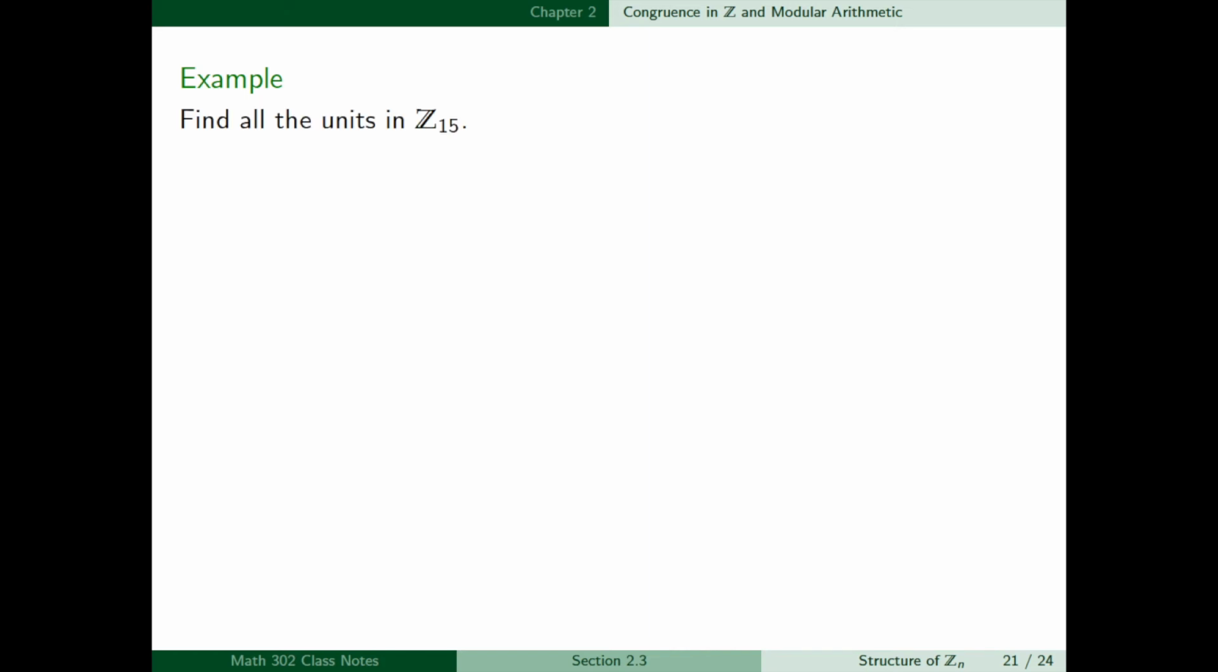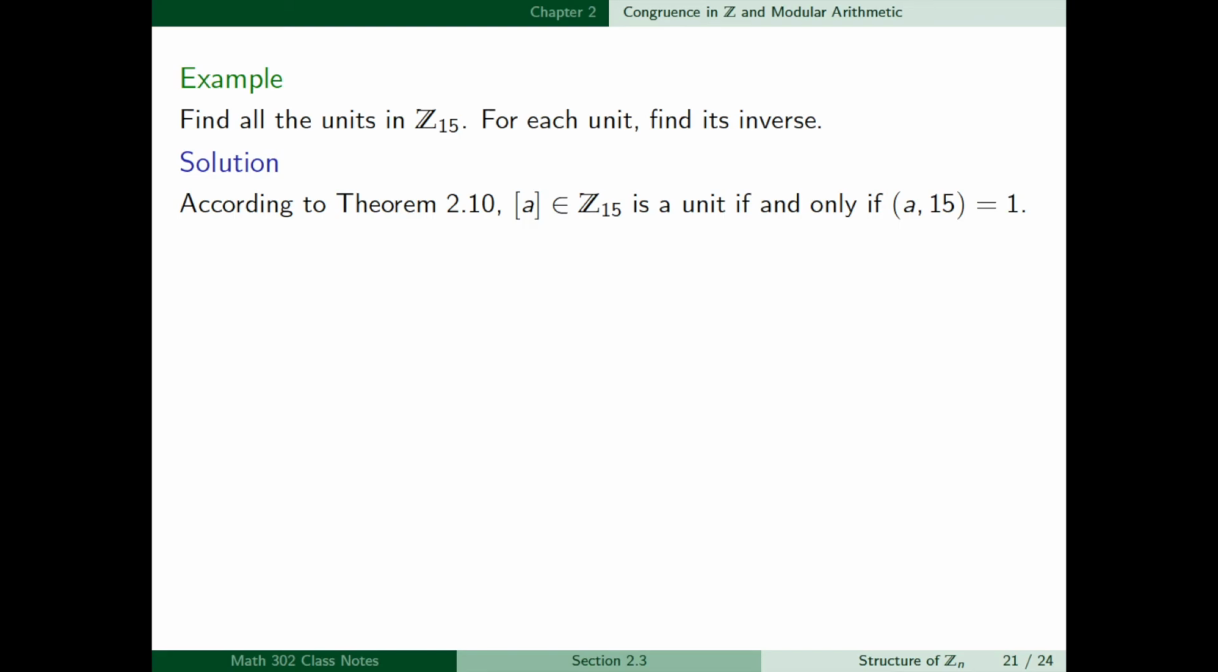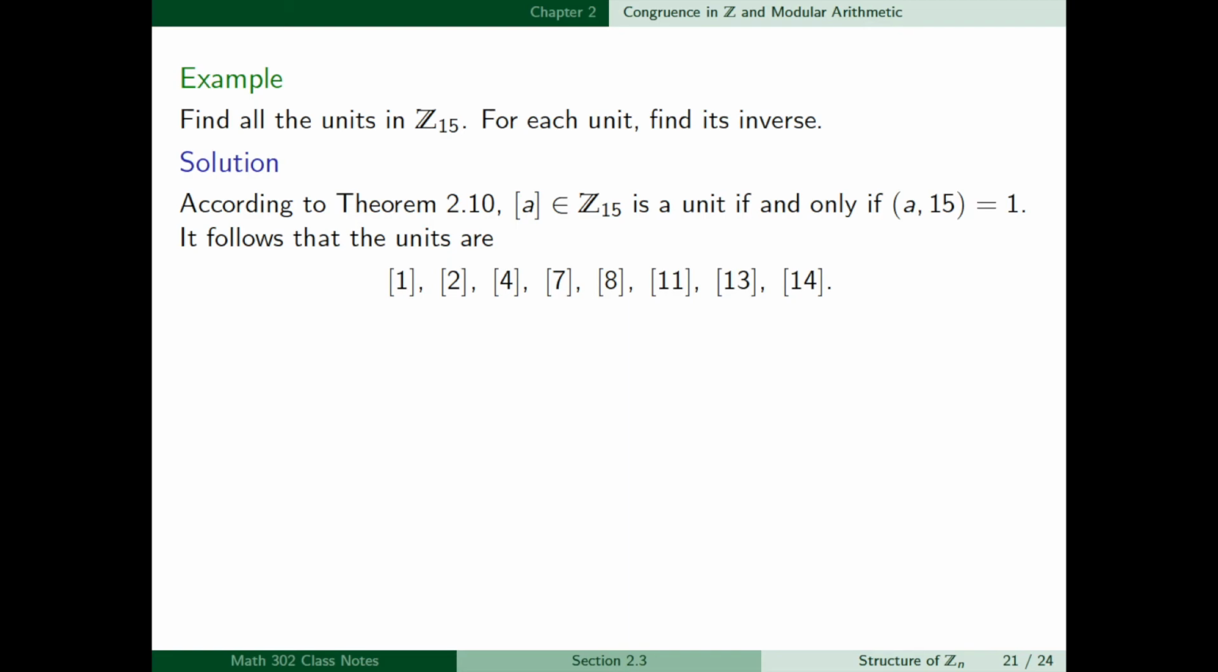For an example, we can find all the units in Z15. For each unit, we want to find its inverse. Now, according to theorem 2.10, the class of a in Z sub 15 is a unit if and only if the GCD of a and 15 is equal to 1. So it follows that the units will be the class of 1, the class of 2, the class of 4, the class of 7, the class of 8, the class of 11, the class of 13, and the class of 14. These will be all the elements in Z sub 15 whose class representative is relatively prime to 15.